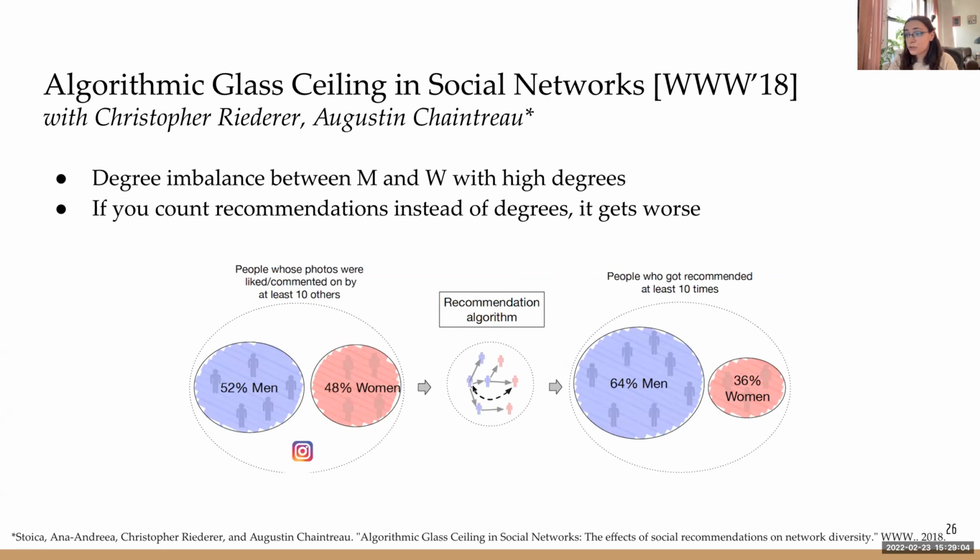Here's the illustration for a random walk of length 2, where everyone gets a recommendation. And when we again count people who have degree at least 10, there were 64% men and 36% women. And again, this doesn't mean anything about the men and women in this case. It's just two groups in which we see that the inequality in the degree distribution got worse.